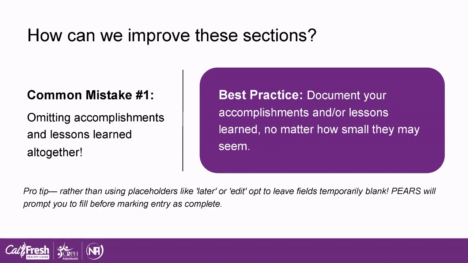Note, if you're using placeholder text like later or edit with the intention of filling in more information towards the end of the reporting year, then we ask that you simply leave the field blank. That way, when you return at the end of the year to complete your PEARS entry, the program will actually prompt you to fill in this information before marking it as complete.